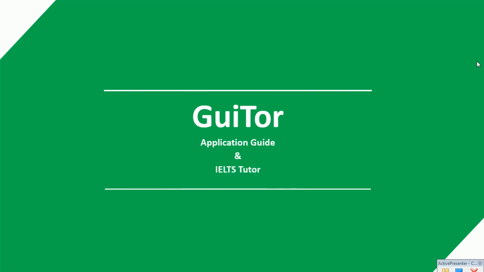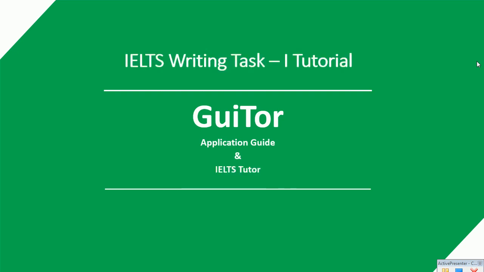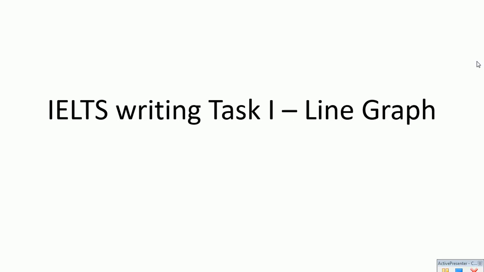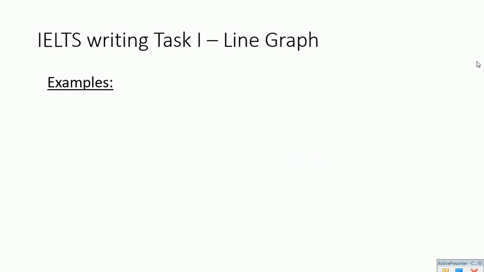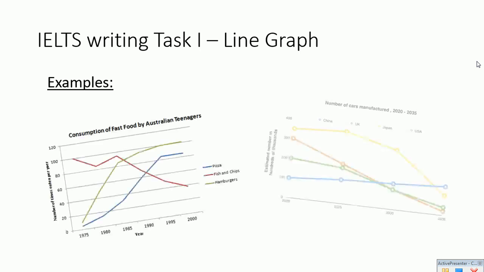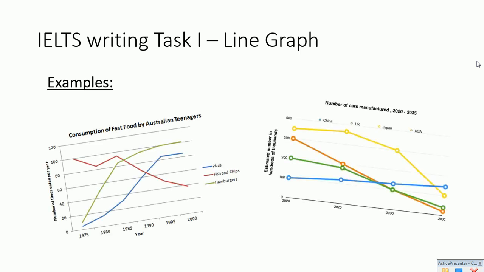Today we are going to see an IELTS Writing Task 1 tutorial. So here we go. This is an IELTS Writing Task 1 tutorial in which we are going to see a question of line graph and how to solve it with our band 9 answer structure. Here are some examples which you'll be going through in your exams if you are lucky enough to get a line graph question. And these are some examples.